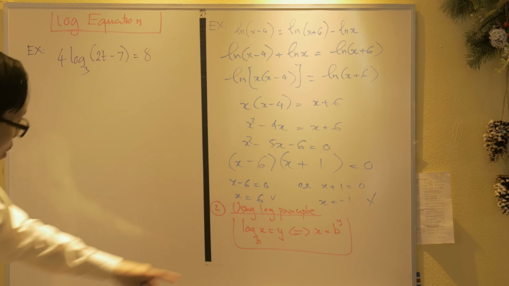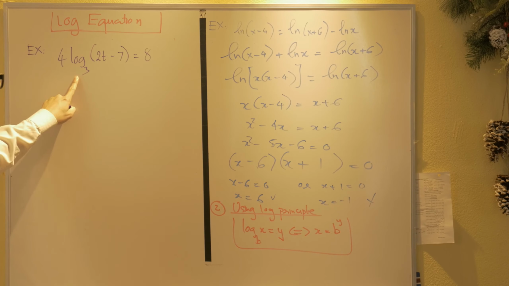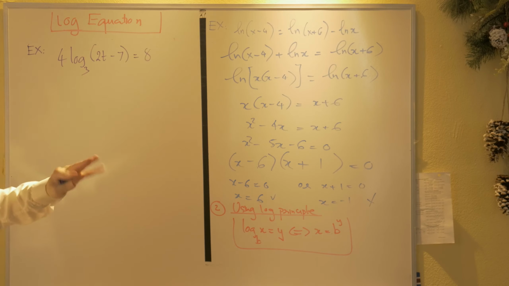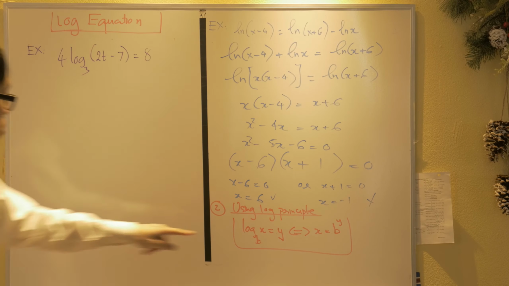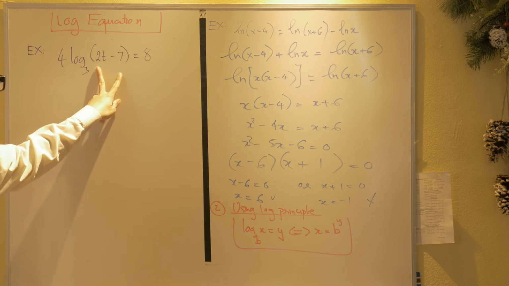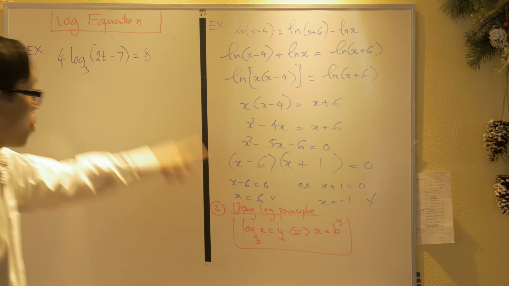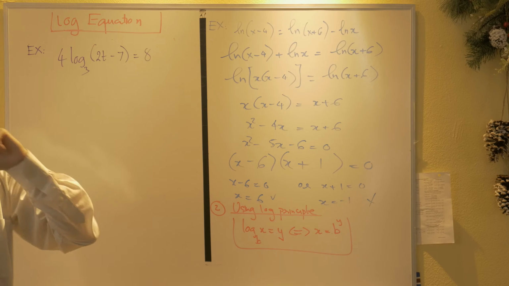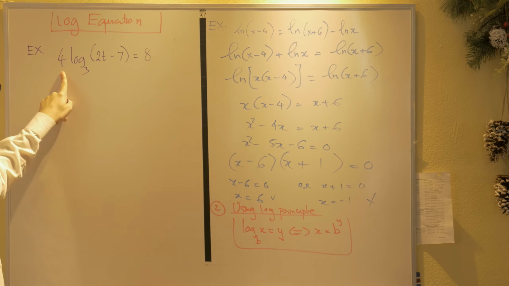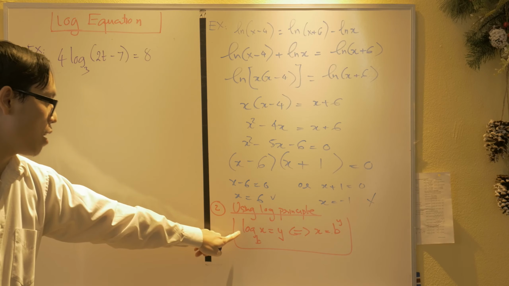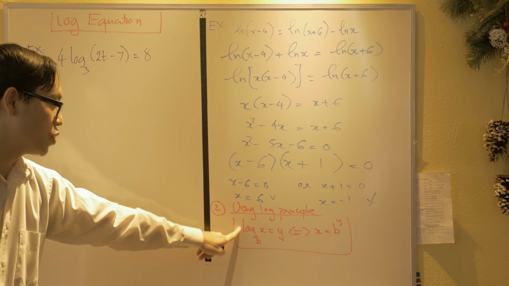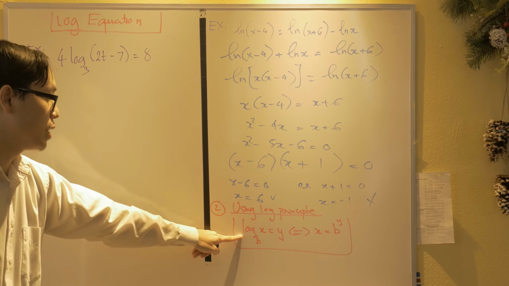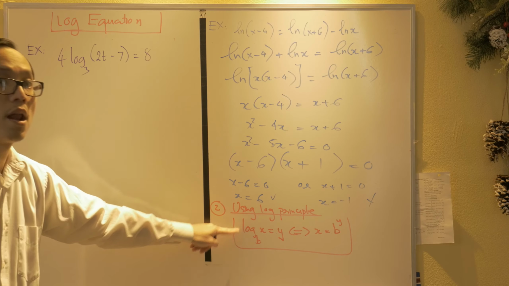Okay, first of all, we check. We have only one log here. We have the base b over here, the b is 3. The argument over here is x, our argument over here is 2t minus 7, my y is 8. However, we have an extra number 4 here, but in front of the log, we don't have anything. So in order to apply the log principle, we need to get rid of number 4 so that we don't have anything in front of the log.